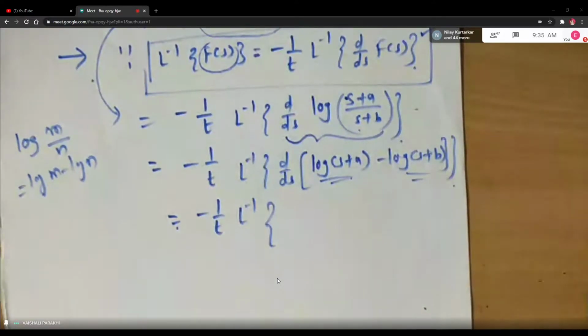What is the derivative of log x? 1 upon x. What about diploma students? Do you remember, students? Derivative of log x is 1 upon x.